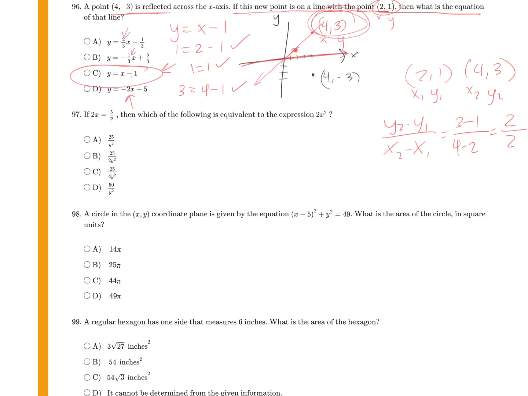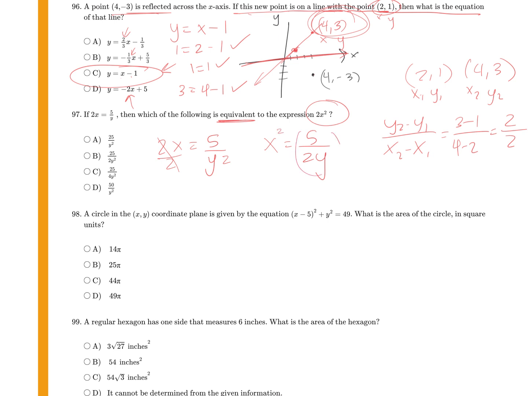97, if 2x equals 5 over y, then which of the following is equivalent to the expression 2x squared? So 2x equals 5 over y. We want to do 2x squared. Okay, so first let's divide by 2 to get x by itself, because we want to square the x. So x equals 5 over 2y. All I did was divide both sides by 2. So 2 ends up in the denominator with the y.